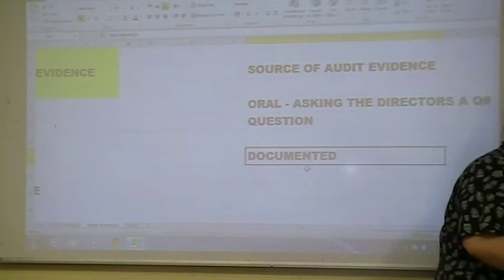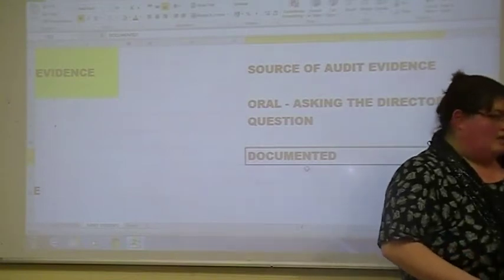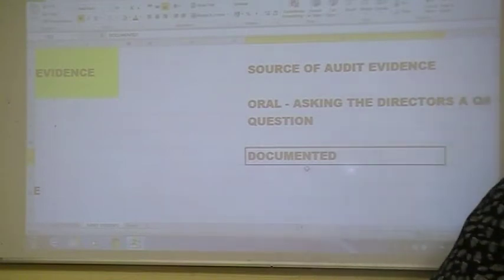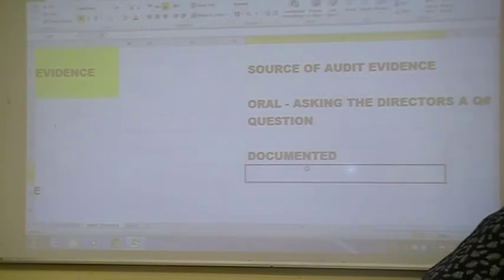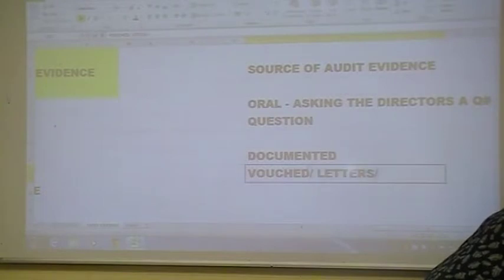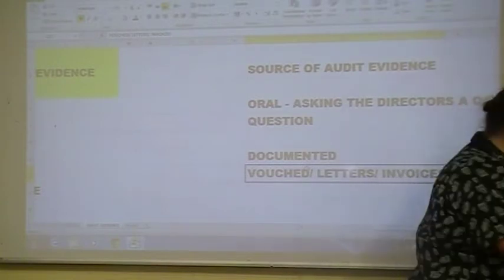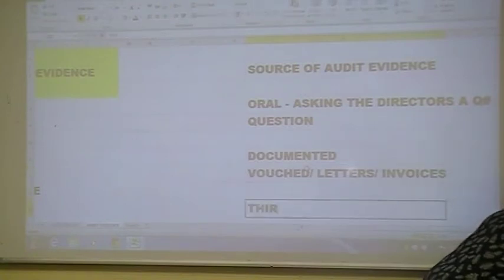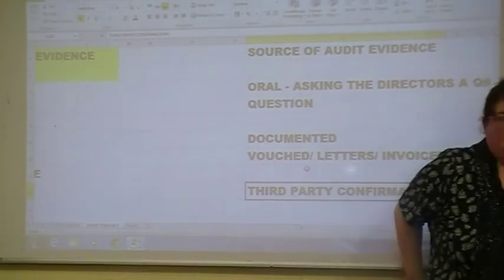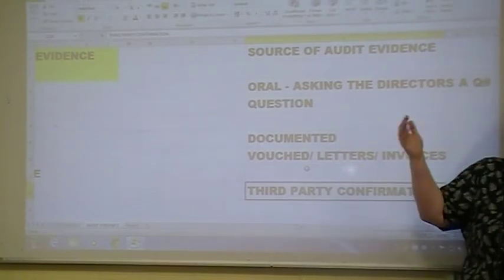So, source of audit evidence: you ask the directors a question, document it, and get proof of the oral answer. So we put on here, that can be vouched: letters, invoices, do you know what I mean? Anything that's documented is better audit evidence. And what's even better is if you can get third-party confirmation. The rent is a good one because you can go to the landlord.